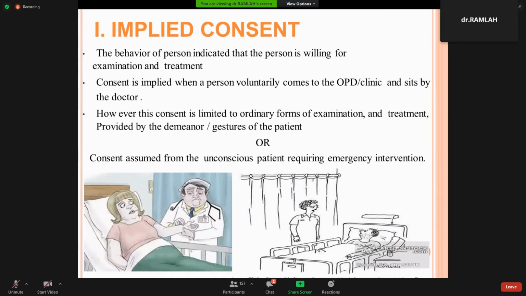Because the doctor is always assumed to be a healer in law, the law gives the doctor that much space, because the law says the doctor always works in the good faith of the patient. Okay? So that is the reason when emergency cases come to you and the person is unconscious, go for immediate treatment, because you never wait; it is assumed that implied consent has been given.